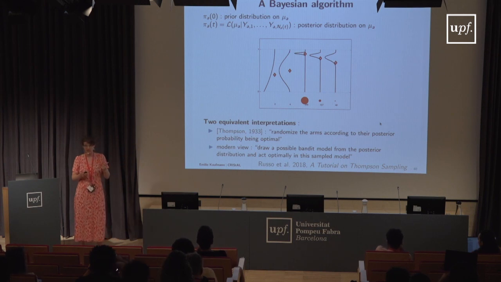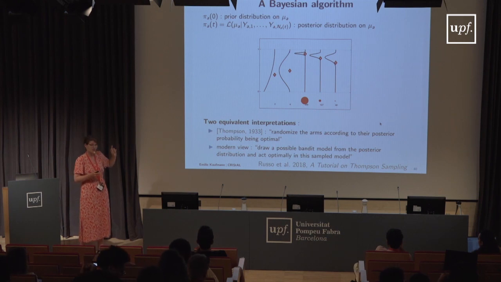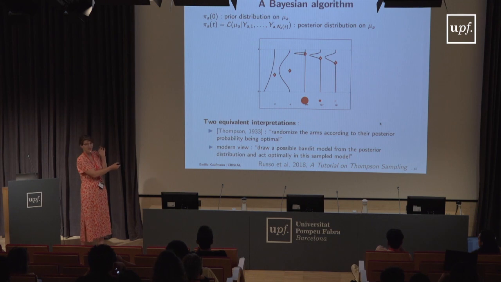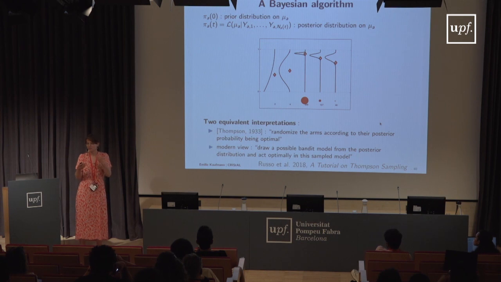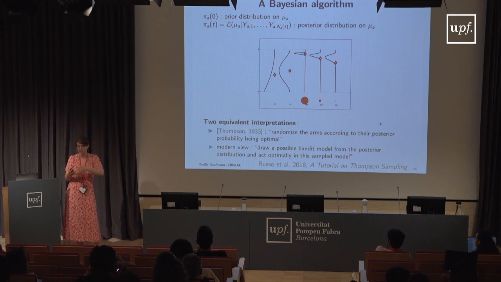And actually, to draw a sample from this randomization that Thompson suggested, you can convince yourself that it is equivalent to just drawing one sample from each of the posterior distributions and selecting the arm that gave you the largest sample. Because the probability that you select a given arm is precisely the probability that theta_A was larger than all the others. So it's precisely the posterior probability that this arm was optimal.